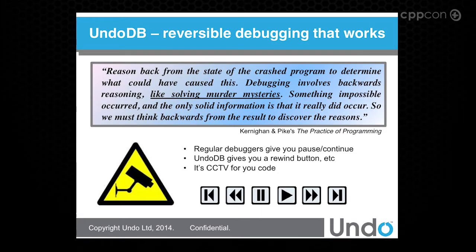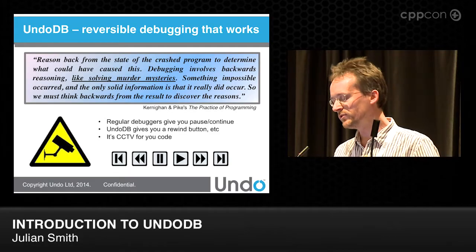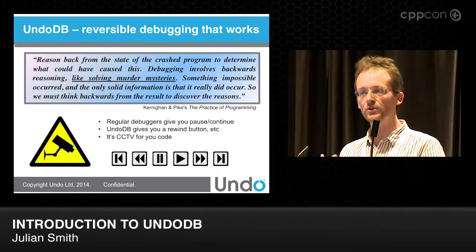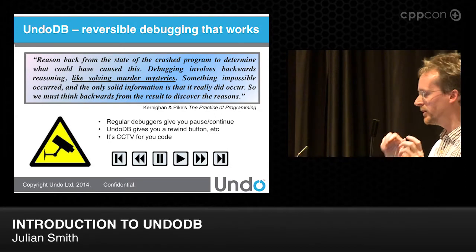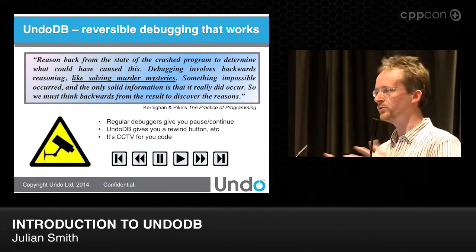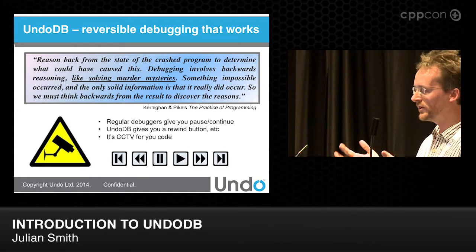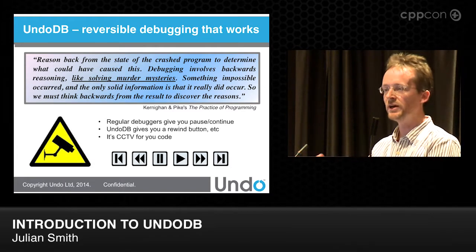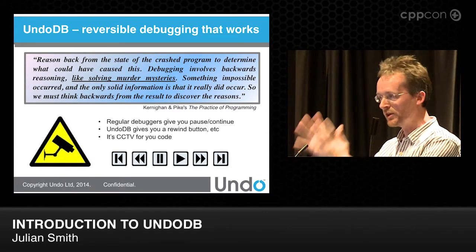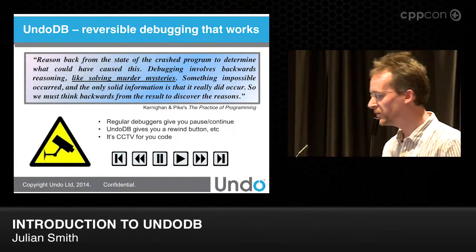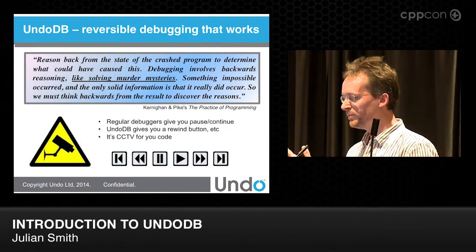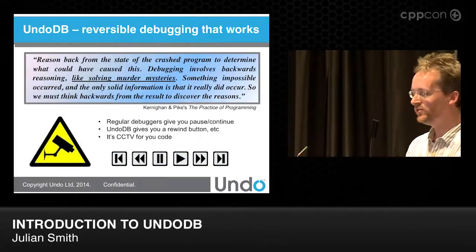There's an interesting quote, which we particularly like, from Kernighan and Pike, which is about reverse debugging: solving a bug is like solving a murder mystery. You've got the end state, you've got the dead body. You don't know what happened before the body was killed. With debugging, it's the same thing. You've got the end state, you've got a core file, or perhaps if you're in the debugger, you've got the state of the program right now. You don't know what happened in the past. So Undodb gives you a rewind button, and we think it's like CCTV for your code.